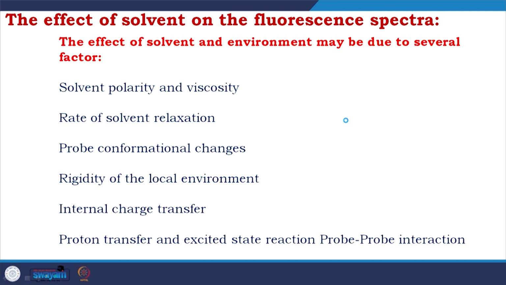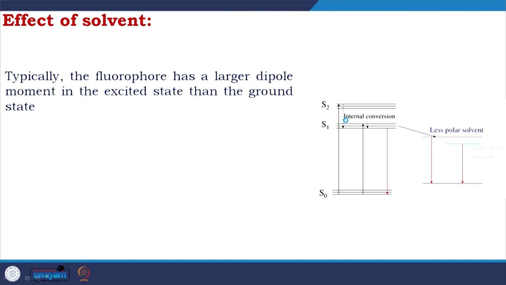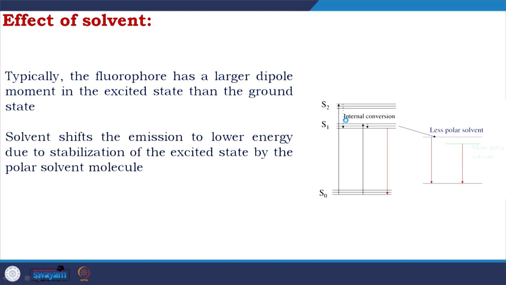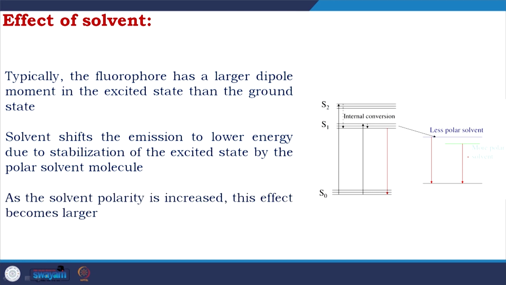state reaction, probe interaction. So, typically the fluorophore has a larger dipole moment in the excited state than the ground state. Solvent shifts the emission to lower energy due to stabilization of the excited state by the polar solvent molecule. So, with less polar and more polar, you will see different effect. As the solvent polarity is increased, this effect become larger.